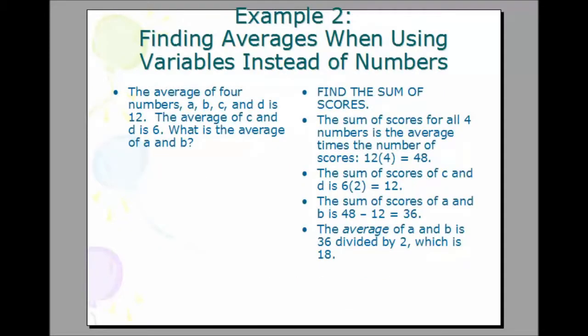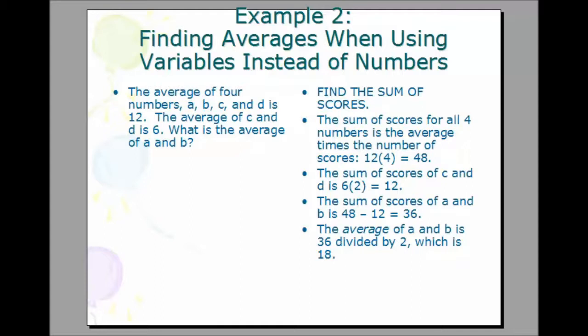Example 2. How to find averages when you're using variables instead of numbers. The average of 4 numbers A, B, C, and D is 12. The average of C and D is 6. What is the average of A and B? Remember, in working these types of problems, a good first step is to find the sum of scores.